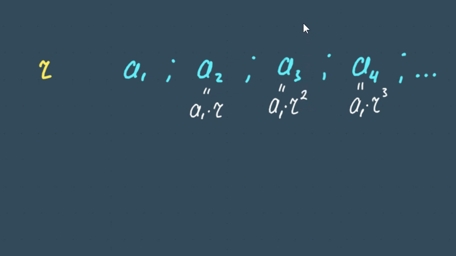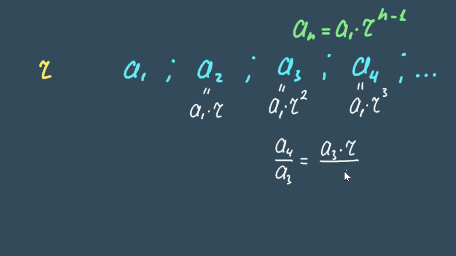And in general, in order to find the nth term of the geometric progression, I need the first term of the geometric progression to be multiplied by r. And the exponent for r will be 1 less than n. If I divide two adjacent terms of the progression, then I will get the common ratio between the terms of the geometric progression. The only thing to remember is that we divide the term of the progression with a larger index by the term of the progression with a smaller index.